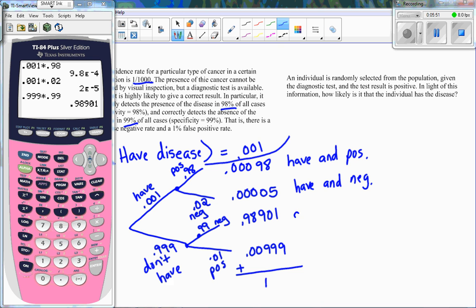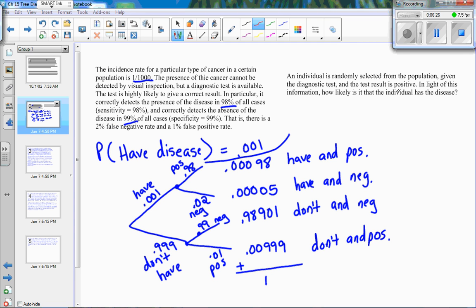This means you don't have the disease and you test negative. And this means you don't have the disease and you test positive. Okay? So next the question is, an individual is randomly selected from the population, given the diagnostic test, and the test result is positive. In light of this information, how likely is it that the individual has the disease? Now notice that I did a whole lot of work before I even answered the question. Now we're ready to answer the question.